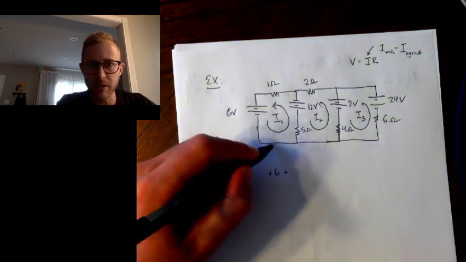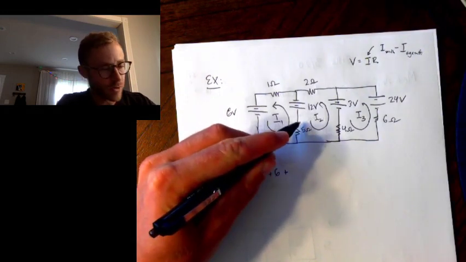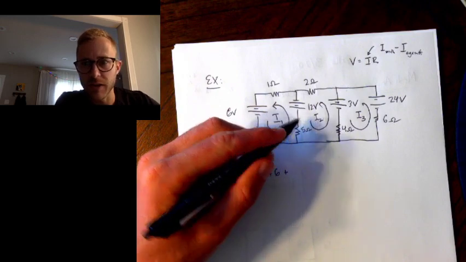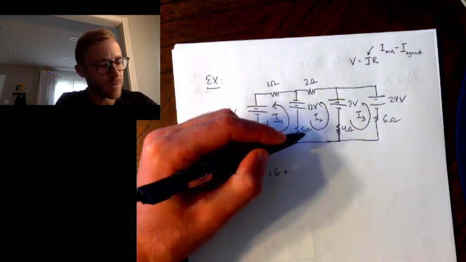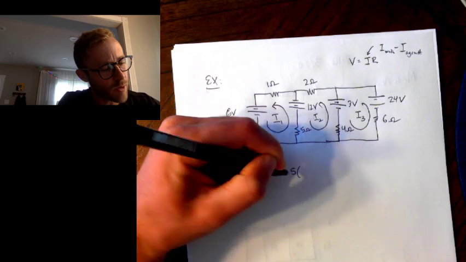So see how I'm going through the 5 ohm resistor in the upward sense? So the current with is the I1, and the current against is I2. So we have 5 times (I1 minus I2).